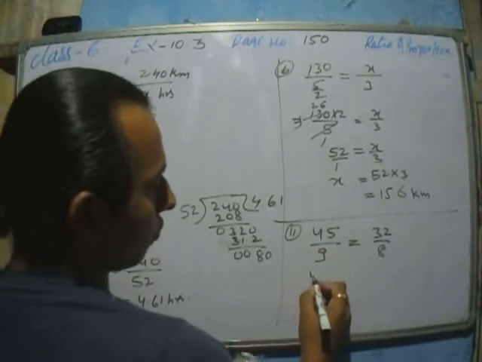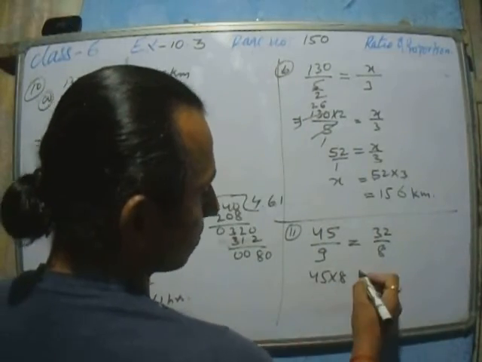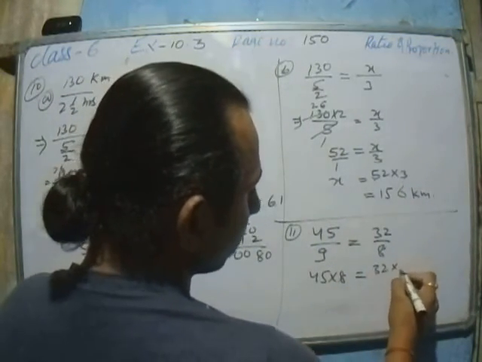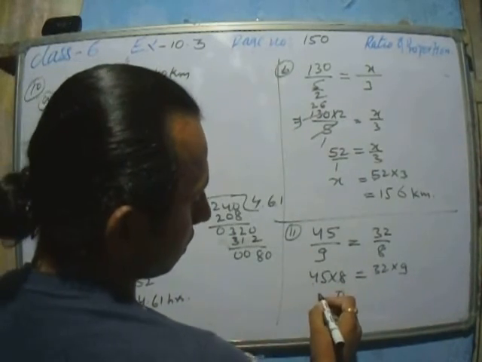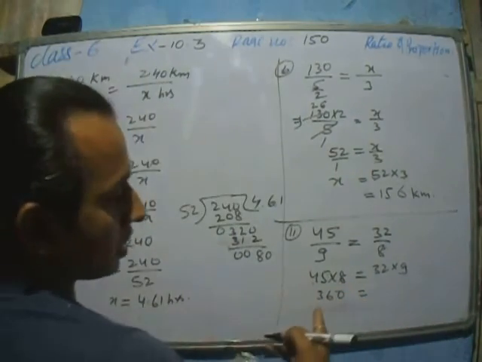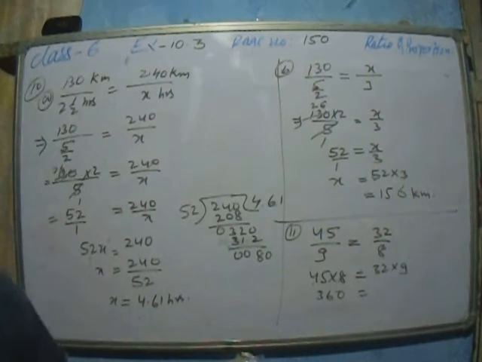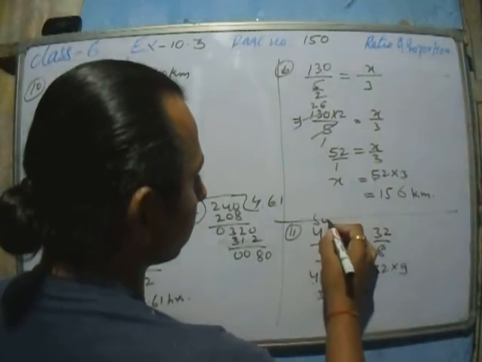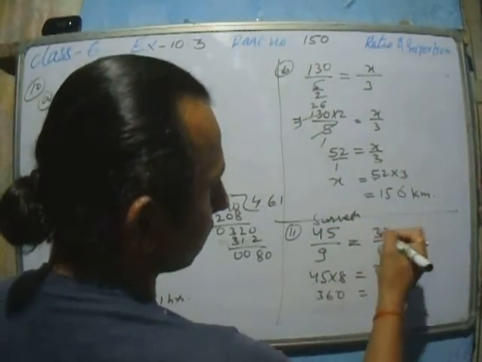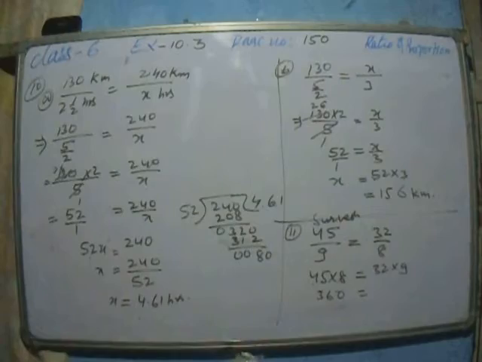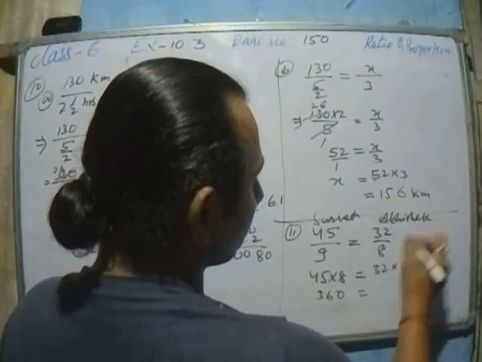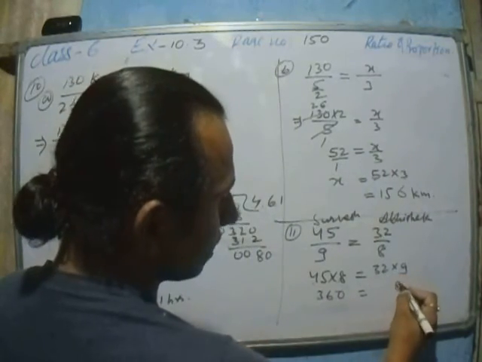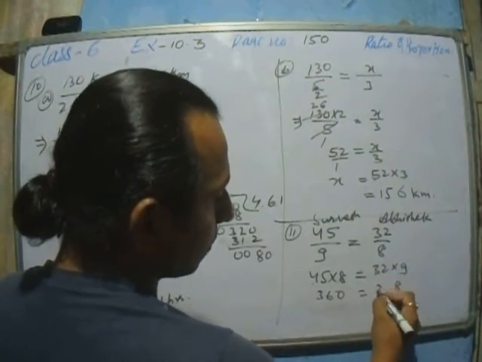So here 45 into 8 will do cross multiply, 32 into 9 will do. 8 5s are 40, 8 4s are 32, 32 plus 4 is 36. So this is for the first player. First player is Sarvesh. So this is Sarvesh. Now this is Abhishek. Now 9 2s are 18, 9 3s are 27, plus 1 is 28.